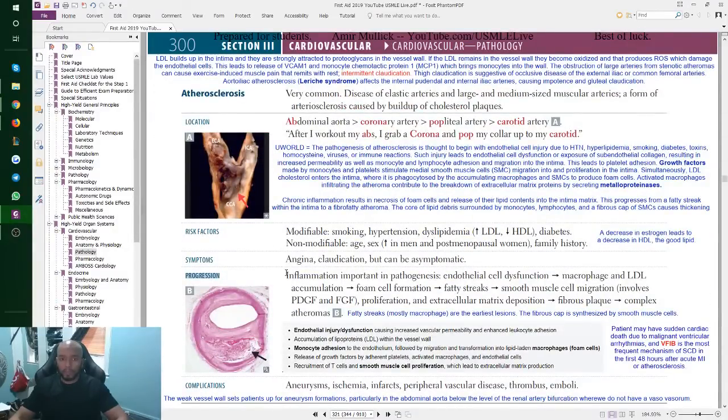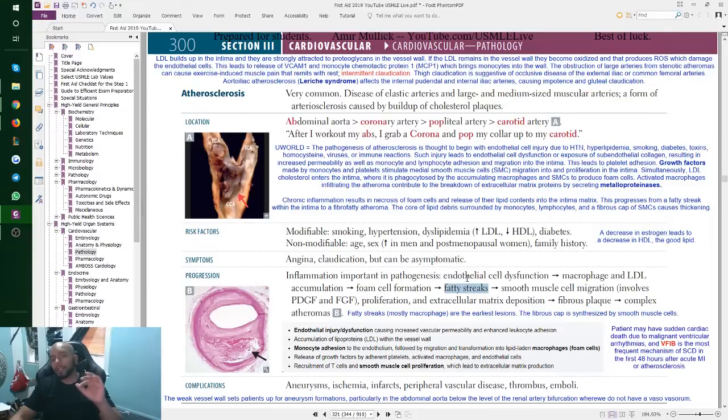So first things first, inflammation is important in the pathogenesis. The first thing that happens, as I said earlier, is endothelial cell dysfunction. This leads to macrophage and LDL accumulation because your endothelium is no longer perfect, so macrophages and LDL came in. Then macrophages eat the LDL, so you get foam cell formation. All of that foam cell accumulates and you make a fatty streak. Think of each one of these arrows to be like 2 to 3 years. 2 to 3 years each time you see one of these arrows.